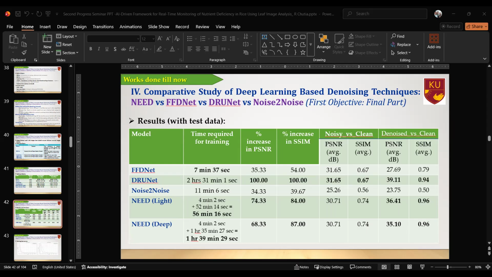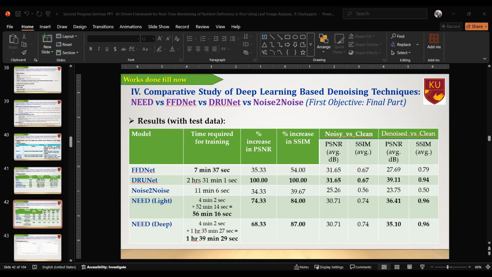These are results with 15,000 newly noise synthesized data, where we have predicted on 15,000 noise synthesized images. So here we have seen that the FFDNet model takes 14.9 milliseconds to denoise a single image. DRNet takes 34.22 milliseconds. Again, Noise2Noise takes 10.57 milliseconds. NEED light 17.52 and NEED deep model 19.44 milliseconds per image.